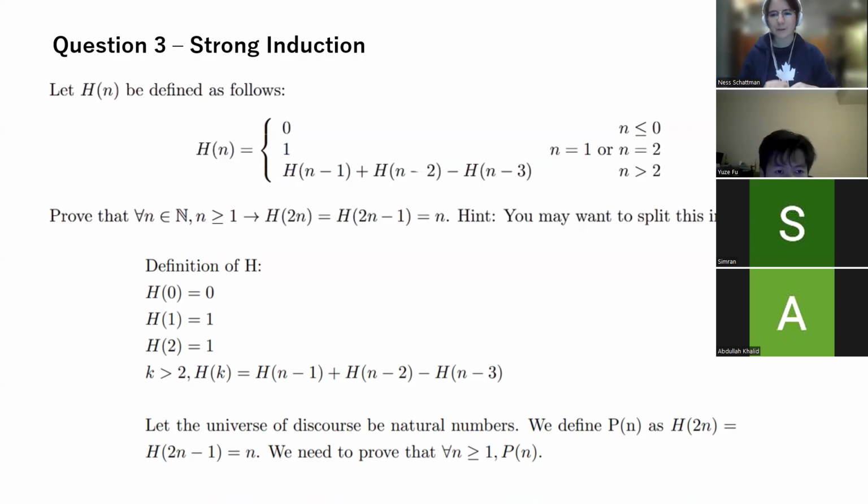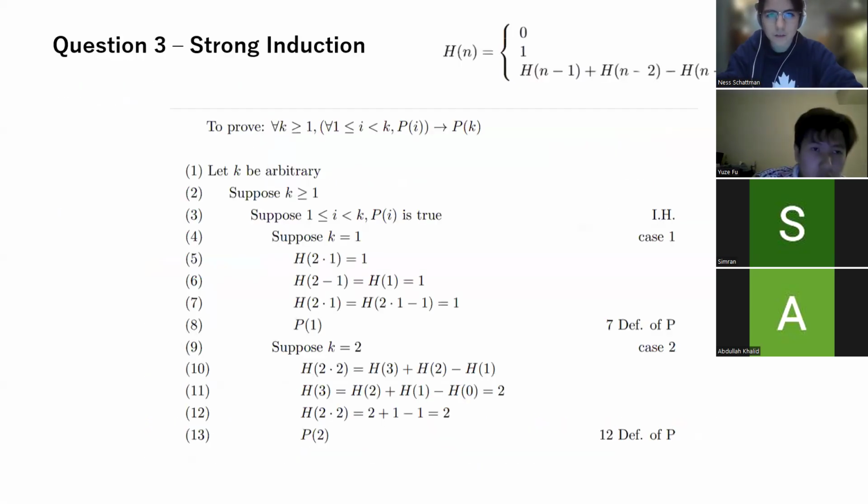We're going to define our P of n as the thing that we want to prove for all our natural numbers. In this case, that h of 2n is equal to h of 2n minus 1 is equal to n. And since this is a strong induction proof, we're going to have to be just a little bit more careful with how we set this up, right?